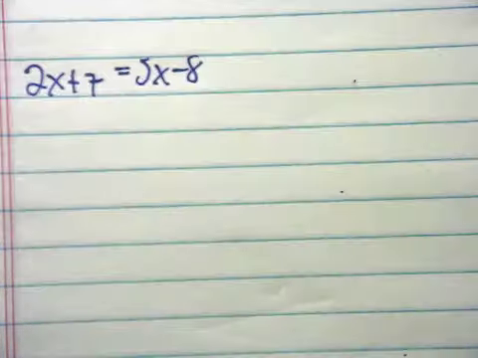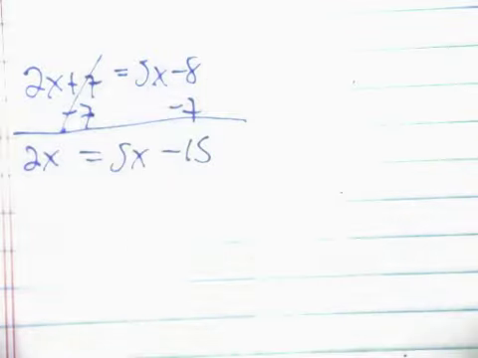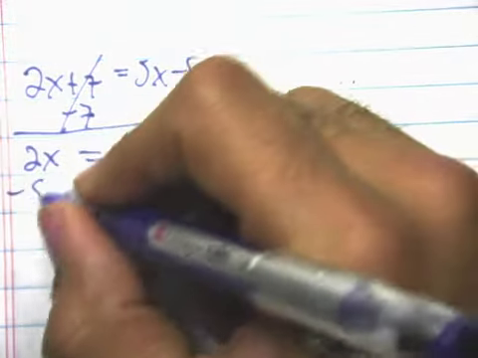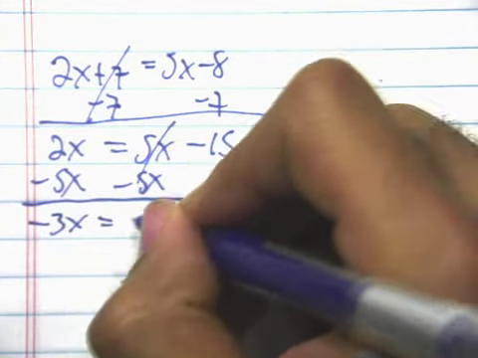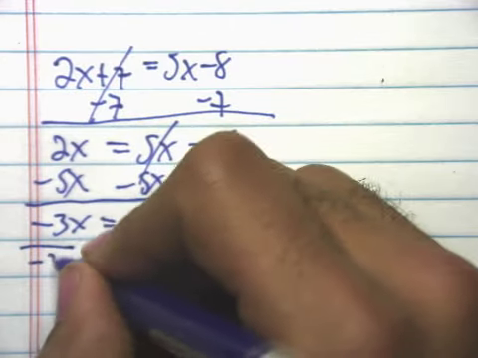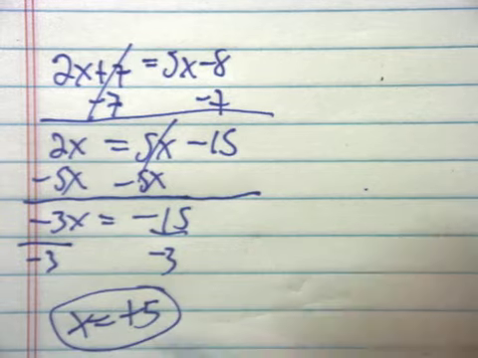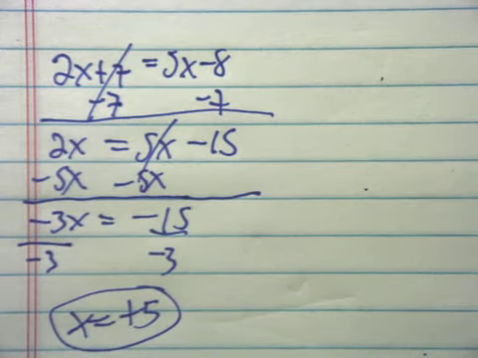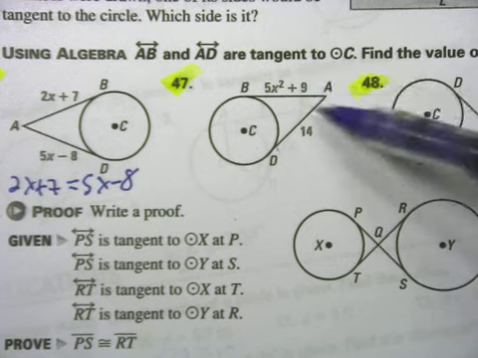So we can say then that 2x plus 7 is equal to 5x minus 8. Let's work that out. 2x plus 7 is equal to 5x minus 8. I'm going to subtract 7 from both sides. 2x is equal to 5x minus 15. I'm going to subtract 5x from both sides. That's going to give me negative 3x is equal to negative 15. I'm going to divide both sides by negative 3. And x is equal to positive 5.